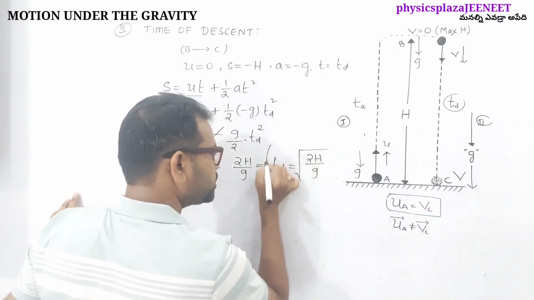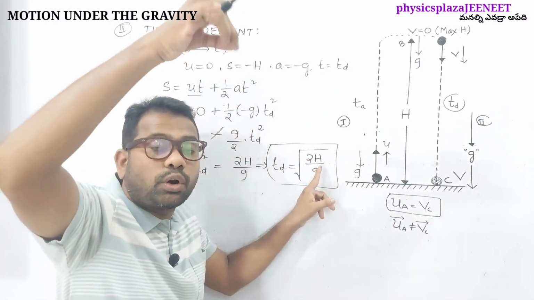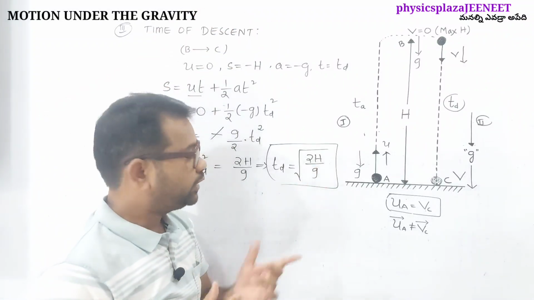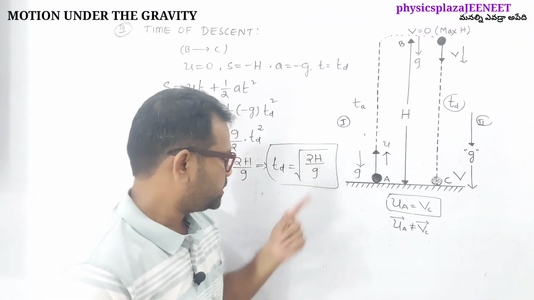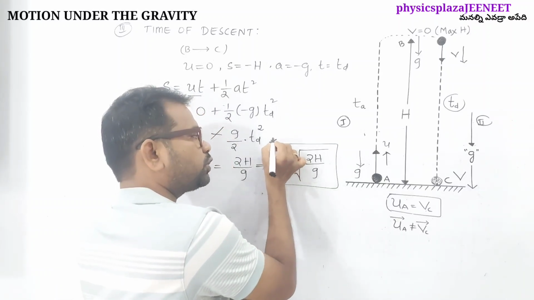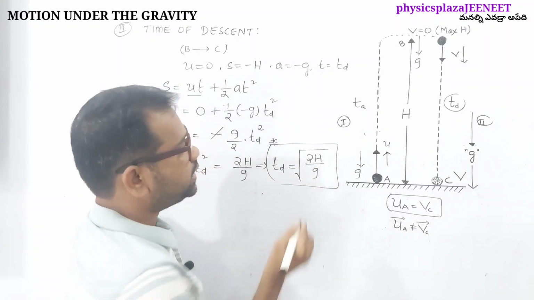Children, this expression you can calculate only when you know the maximum height from where the body is released. If you know the h value, then only you can. But look here, we can also have one more form for this time of descent. So h value we know, right? What is the h, children?